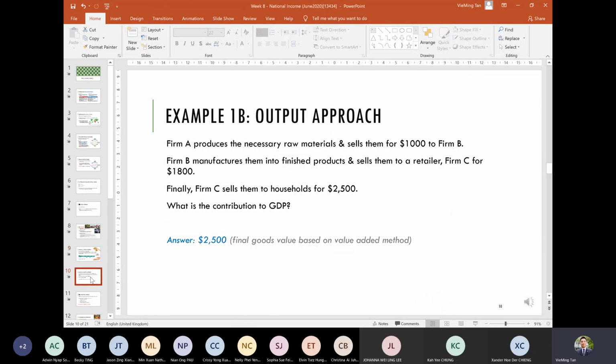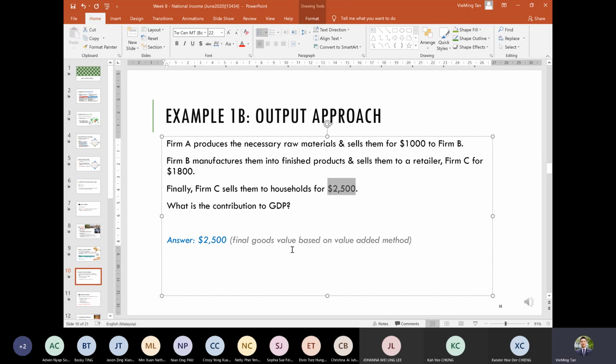One more example. Let us try again. This is another case study using the output approach. Firm A produces the necessary raw materials and sells them for 1,000 to firm B. So from this business transaction, it generates 1,000 of business activity. Then firm B manufactures the raw materials into finished goods and sells them to a retailer, firm C, for 1,800. Finally, firm C sells these finished goods to the household for 2,500.